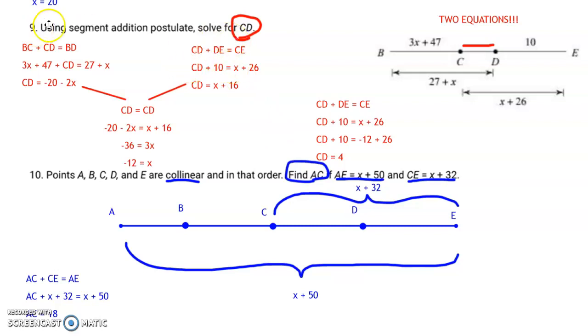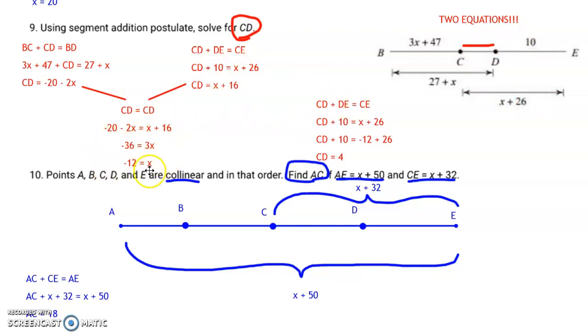Question number 9 and question number 10 were very similar. The only difference between the other problems in question number 9 was that there were multiple equations going on. We know that BC plus CD is equal to BD, so we set up that equation and solve for CD. And then we also know that CD plus DE is equal to CE. We set that equation up and solved.